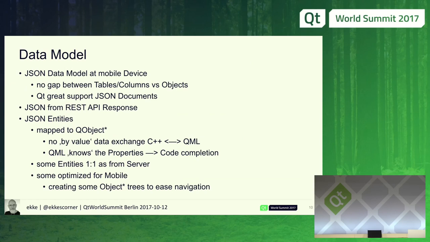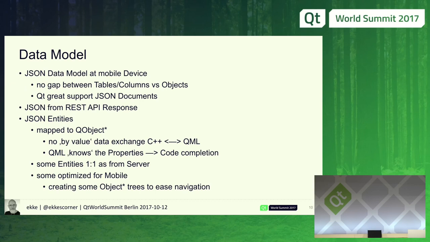As a data model, I'm using a JSON data model, so I have no gaps between tables, columns and objects. Qt has great support with Qt JSON documents. I'm also getting JSON from the REST API from the server, and then I'm mapping this to JSON entities, always using QObject around the application. Then it's easy to use in QML to access the properties and so on. I'm really happy with this, and from my experience, it works well with data up to 50,000 records.